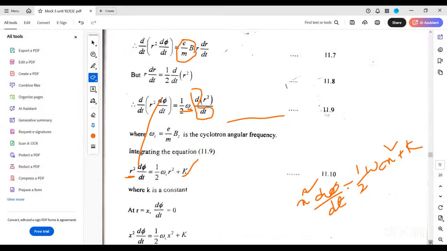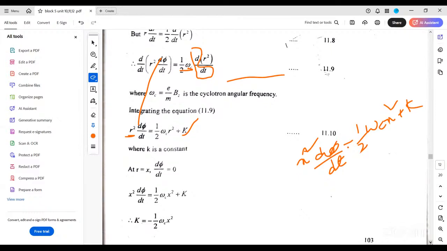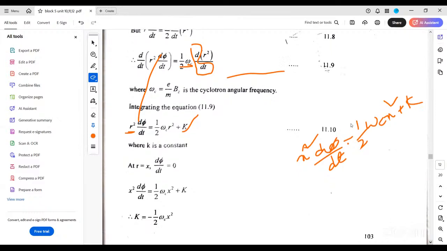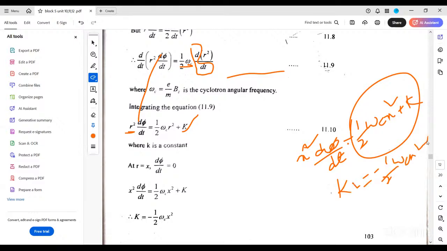Substitute d5 by dt equal to 0. So what will we get? Only the RHS term, d5 by dt. If we substitute 0, we will get K equal to minus 1 by 2 omega c X square. We will get the K term.